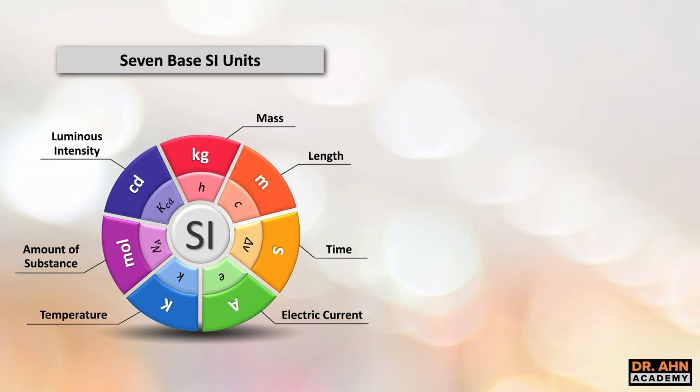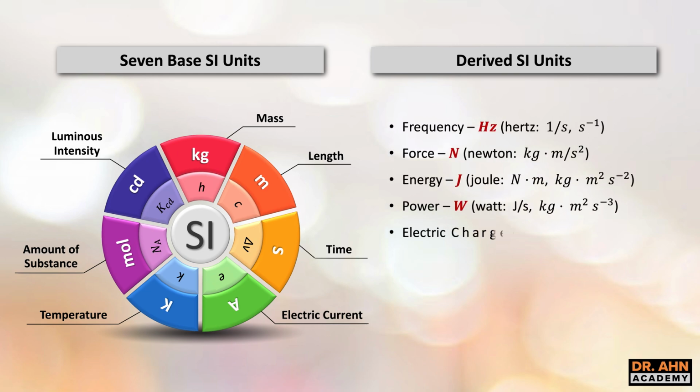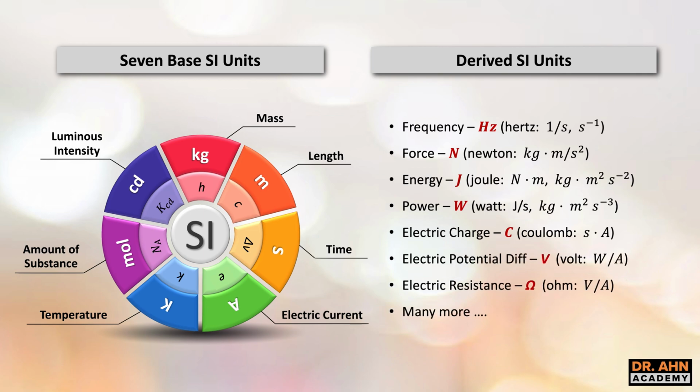Okay, this concludes my presentation of 7 base international standard units. And based on these, we have numerous derived SI units with specific names. For example, frequency, force, energy, power, electric charge, electric potential difference, electric resistance, and many, many more.